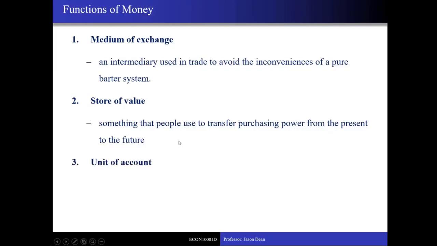It's also a unit of account. So if we think back to our barter example, how would we do accounting? How would we write down the value of something? If you're a business and you're selling stuff, what's your profit? There's no money, so how do you write that down? It's not possible. You'd have to write the value of everything relative to something else.